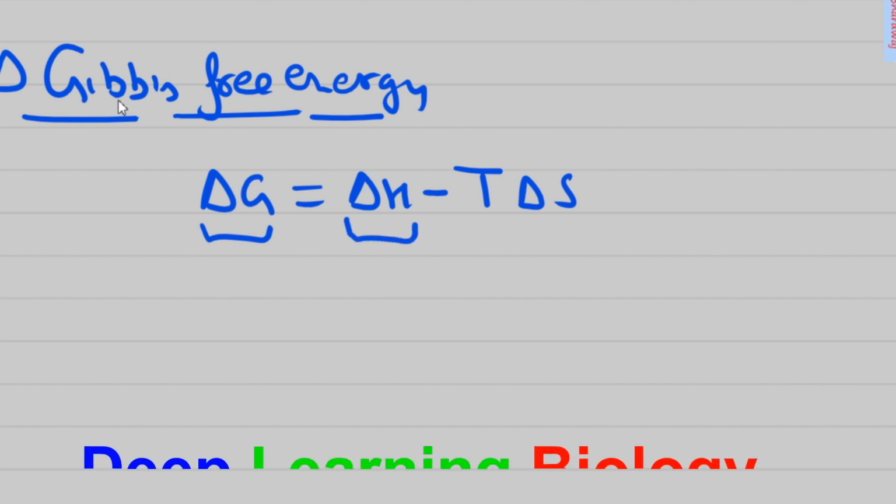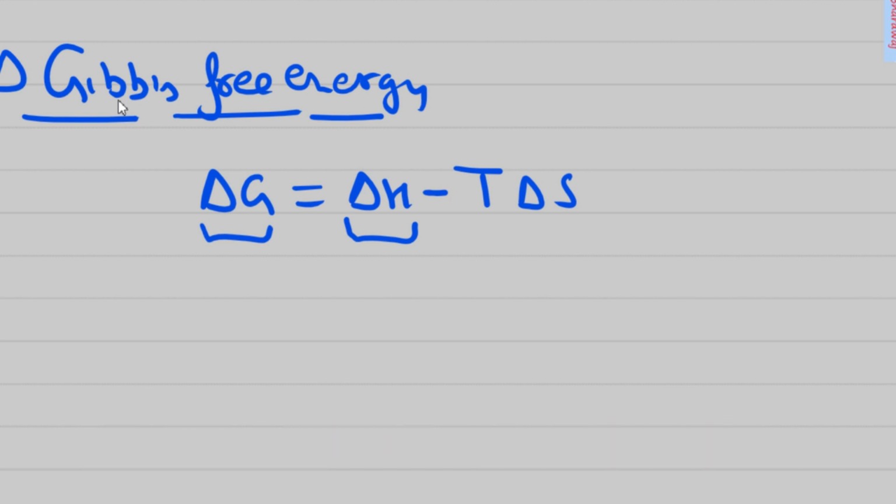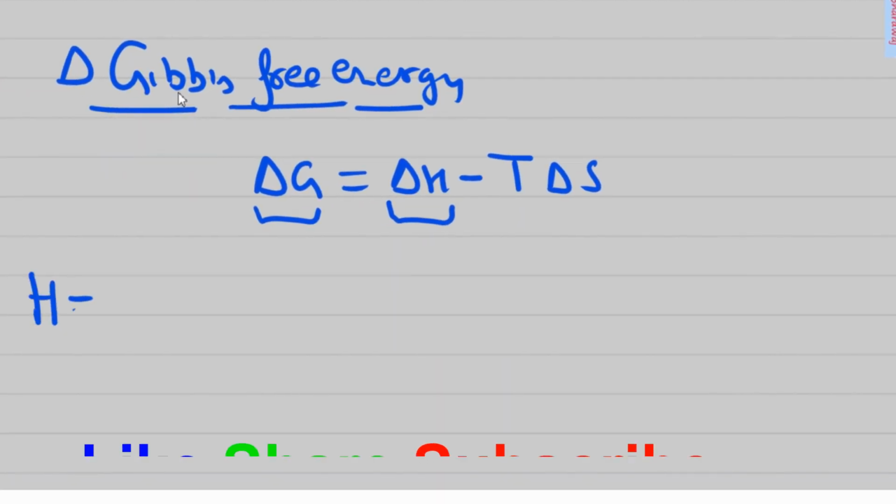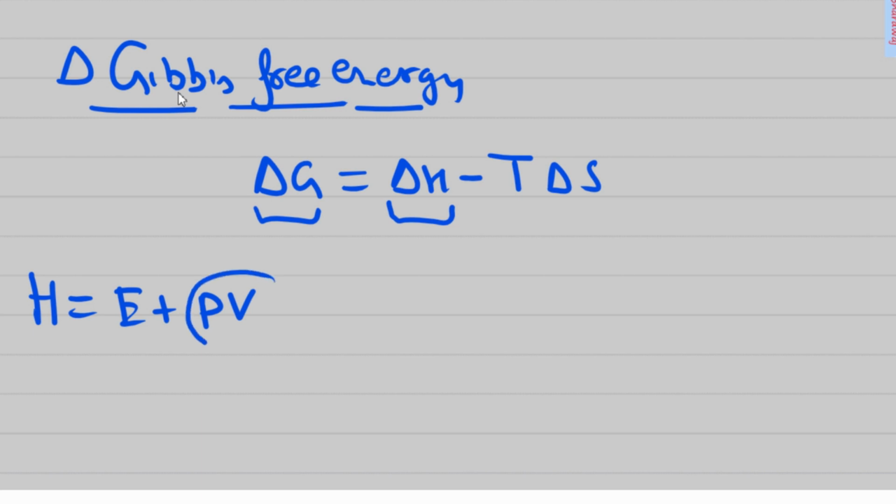Now what is delta H? Delta H is the change in enthalpy. Now try to understand, for a biological system it is very easy to define enthalpy. Hopefully you know that H, enthalpy, is equal to E plus PV. In a cell, the work happens at constant pressure and constant volume, so the PV term is going to be 0. So H is going to be E in case of a biological system.